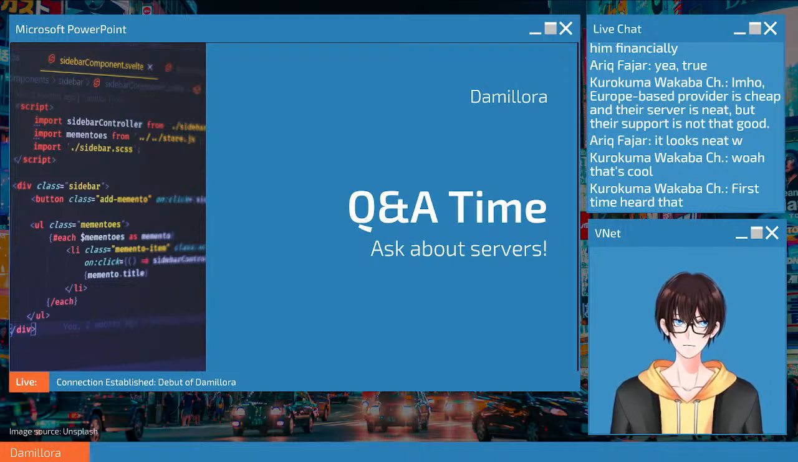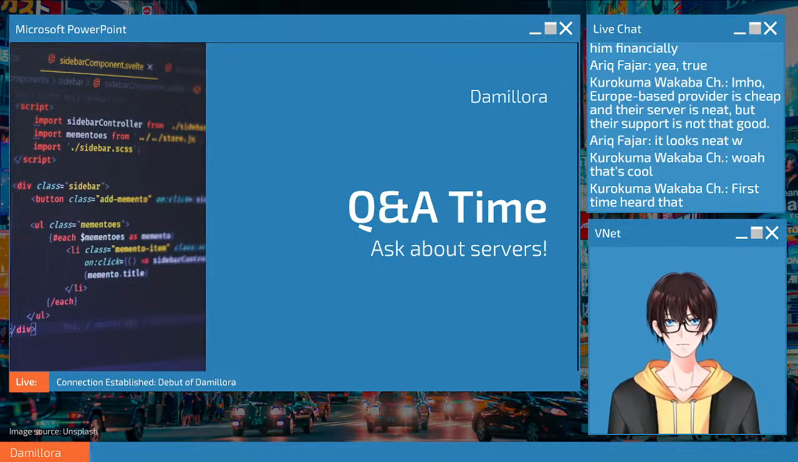show some of my infrastructure that I actually use here. First time heard that. Yeah, public. Yep, there's actually servers that you can apply for access and then use at the same time.